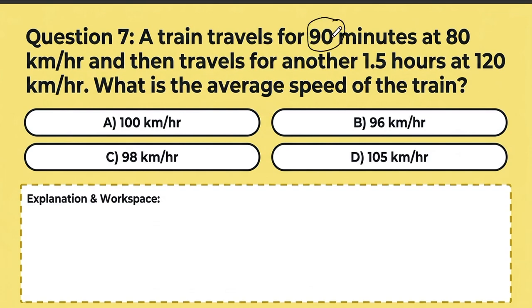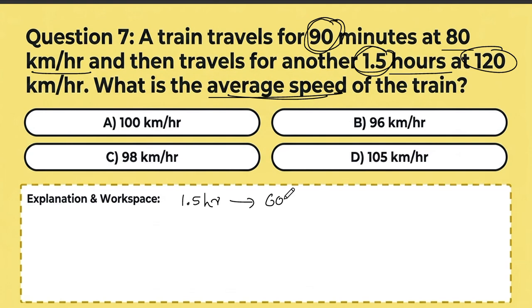A train travels for 90 minutes at 80 km per hour and then travels for another 1.5 hours at 120 km per hour. Okay, then what is the average speed? So in this question, first is 90 minutes and second is 1.5 hours. If you convert 1.5 hours into minutes, 1 hour means 60 minutes and the remaining half an hour means 30 minutes. So 1.5 hours means 60 plus 30, that is exactly 90 minutes. So here the time interval is the same. For the first 90 minutes the speed is 80, the next 90 minutes, that means 1.5 hours, the speed is 120. So we have to find the average speed.